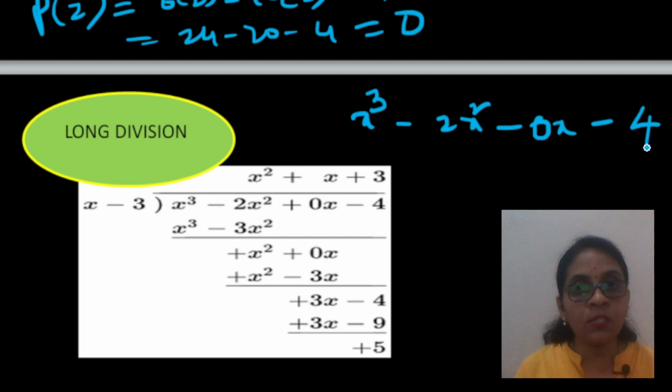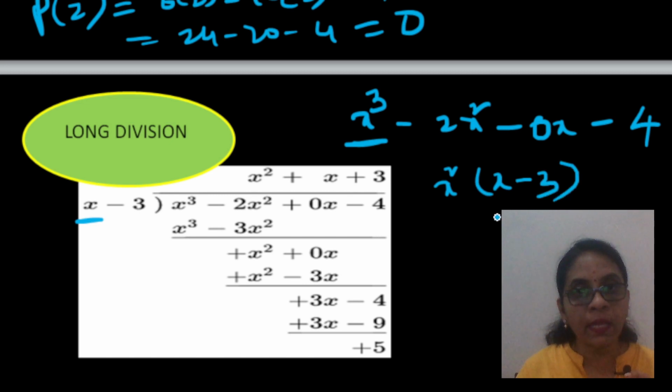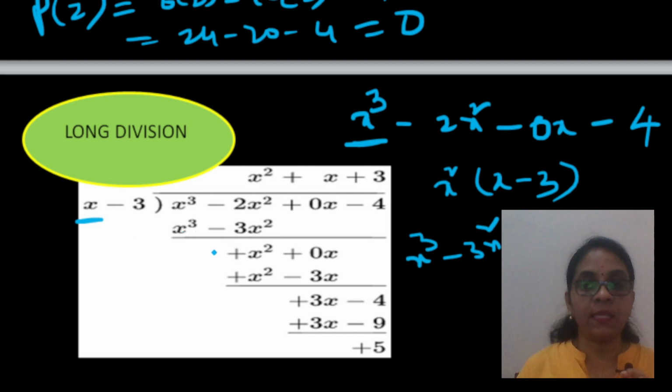So this is your given polynomial and we are dividing with x minus 3. So this is your dividend and the divisor is x minus 3. Always you have to check the first term of the dividend and the first term of the divisor. x cube by x. You all know when you divide x cube by x, you get x square. Now multiply this x square with the divisor x minus 3. What do you get? You get x cube minus 3x square. Write this x cube minus 3x square.